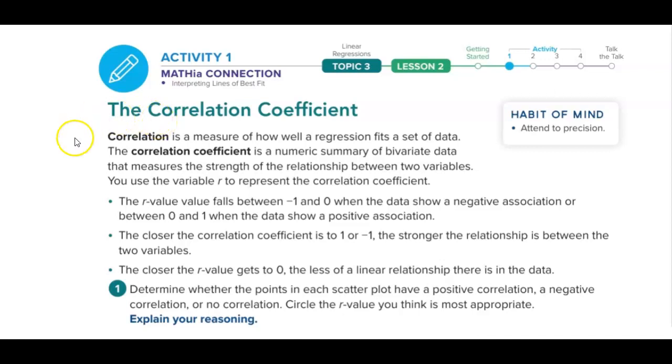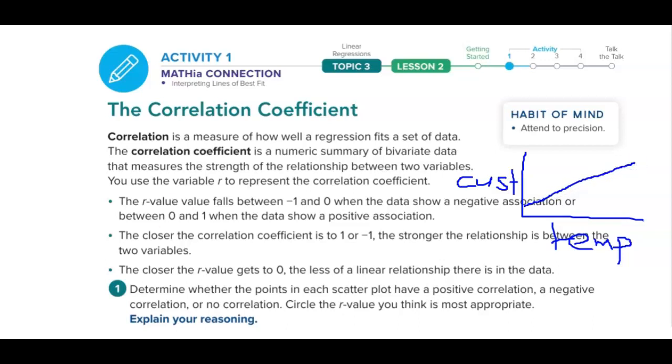Variables that are correlated show some kind of relationship. For example, in an earlier example, we studied how the temperature outside and the number of customers at a froyo shop were related. And we saw that as the temperature increased, the number of customers tended to increase too.